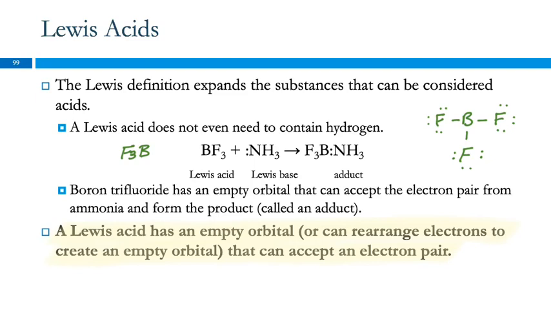So boron trifluoride, this is one of those molecules that violates the octet rule. Here boron only has 6 electrons instead of 8. So it has an empty orbital. And so this can get together with that lone pair on the nitrogen, and they can stick together, basically.